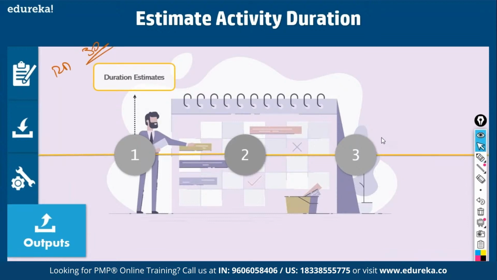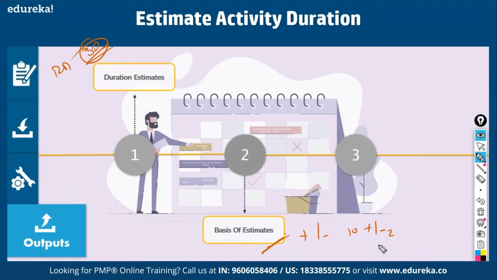What else? You also come up with the basis of estimate. This is a very important document. When you came up with a 30 days estimate, you must say on what basis you came up with this estimate. Was it analogous? What is parametric? What is bottom-up? What is the plus or minus you assumed? For example, when you say I can complete the work in 10 days plus or minus 2, what does it mean? I can complete the work in between 8 days to 12 days, isn't it? So the range in your estimates, confidence level in your estimates, all these are documented in the basis of estimate.